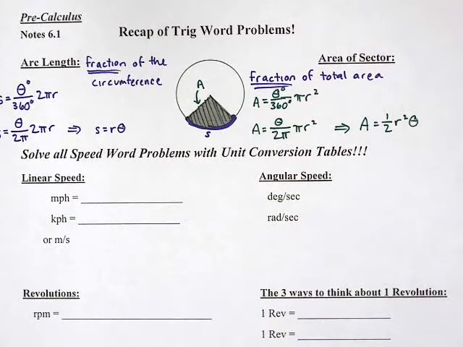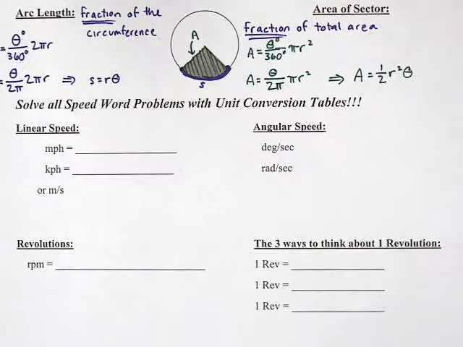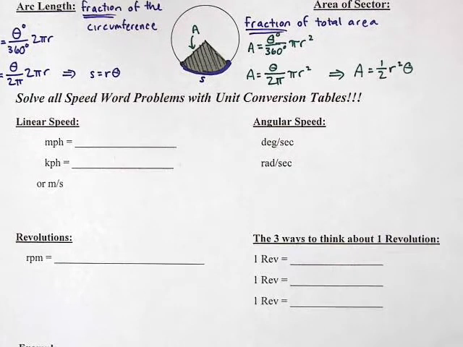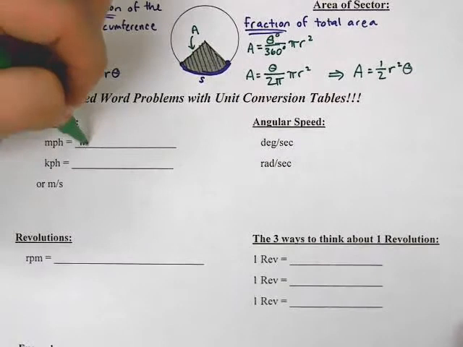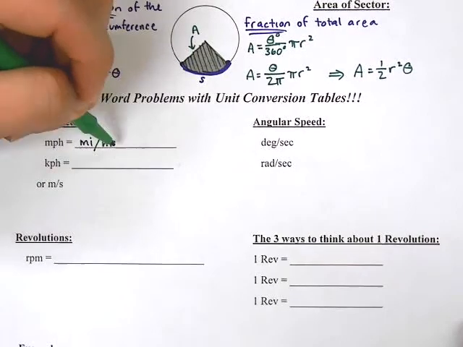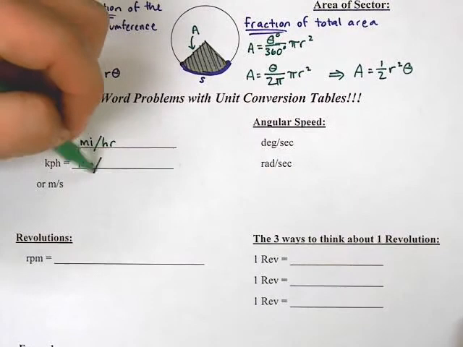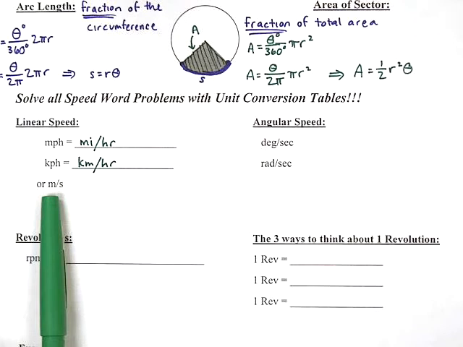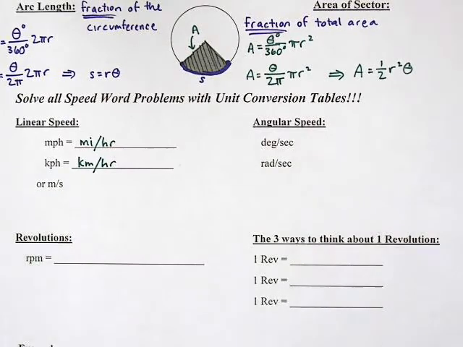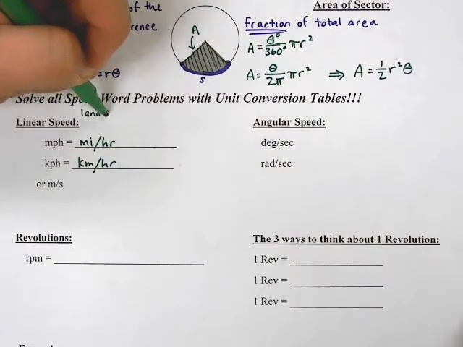Alright, so that is a good little reminder about arc length and area of a sector. We need to go over some things about linear speed and angular speed. That will help us be able to do our unit conversions. So just remember, if you see mph, that stands for miles per hour, or if you see kph, that's kilometers per hour, and then we know something like this might be meters per second. Okay, again, linear speed, this is land speed.